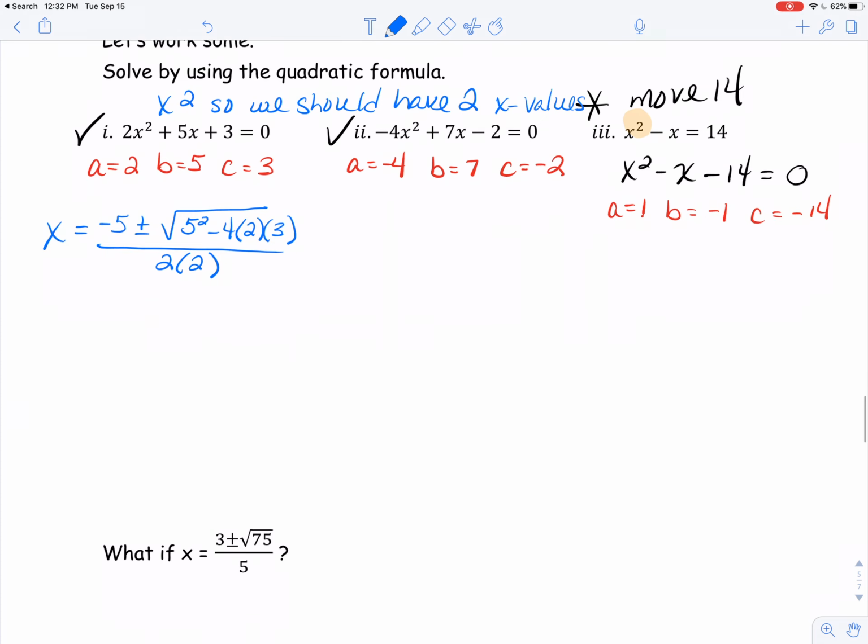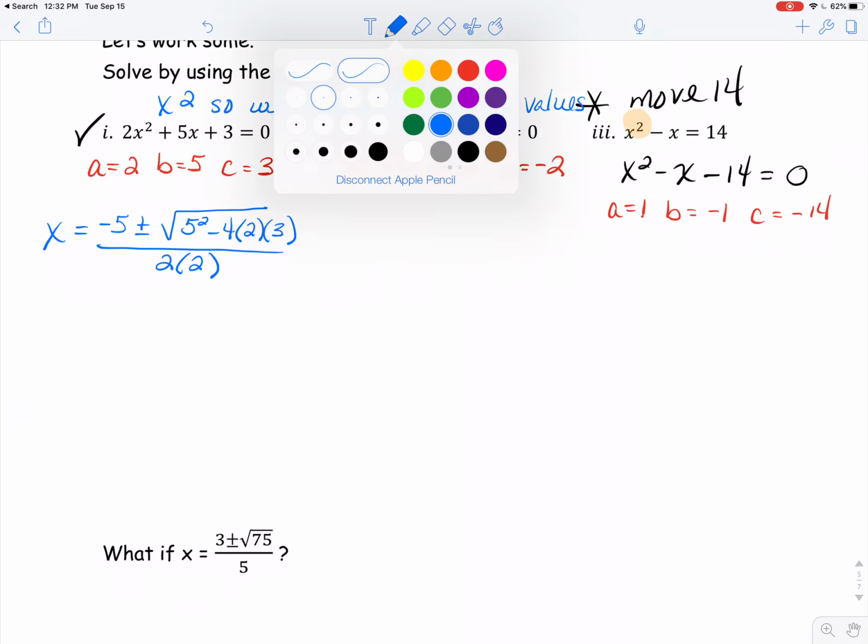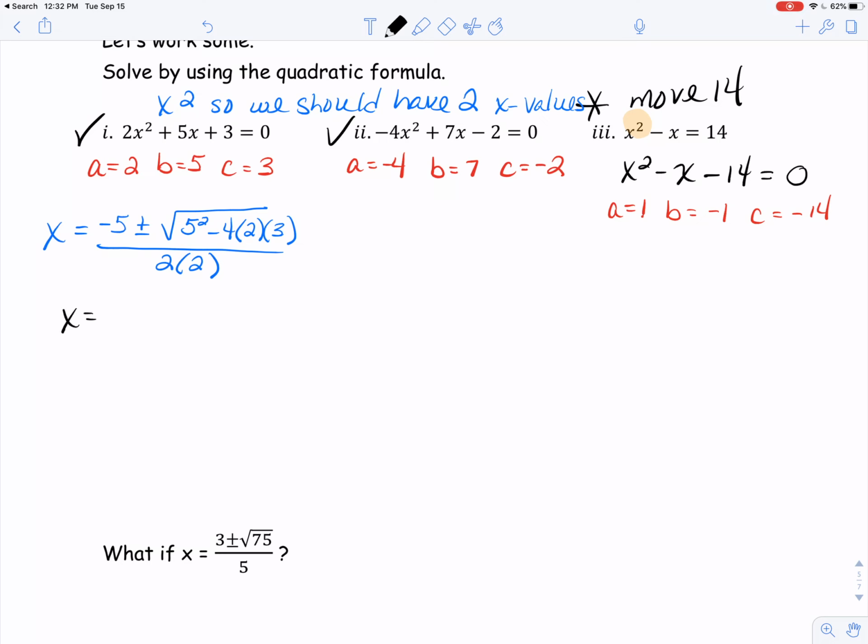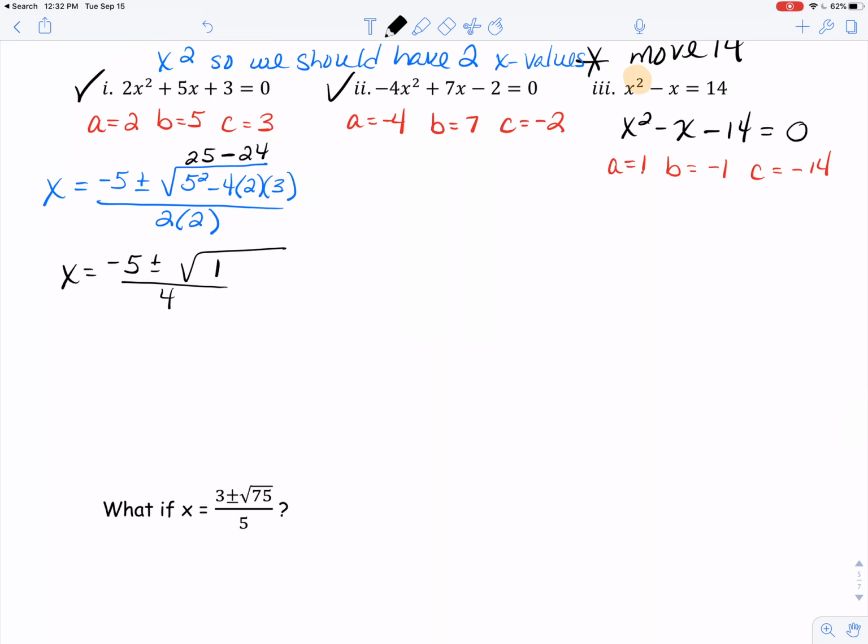And now I just need to simplify. So let me change colors. Alright, so that's going to be 25 minus 4 times 2 is 8 times 3 is 24. 25 minus 24, which of course is 1, over 4. Alright, so in this case, I can actually take the square root of 1. What times itself gives you 1? Well, 1, of course.